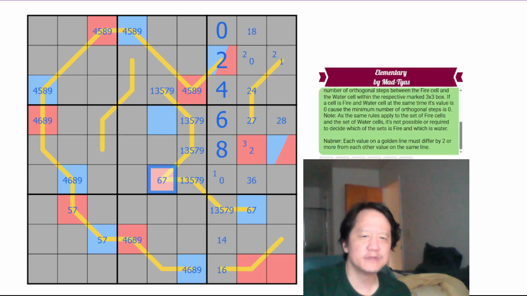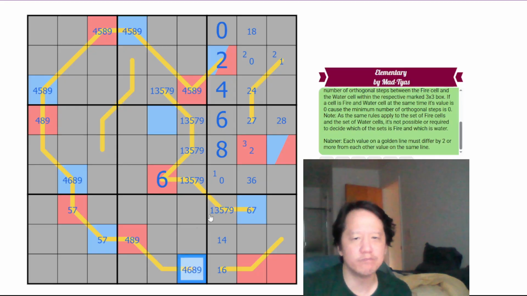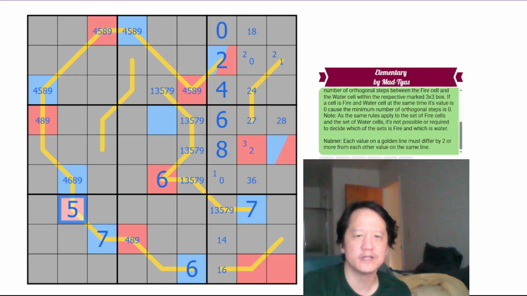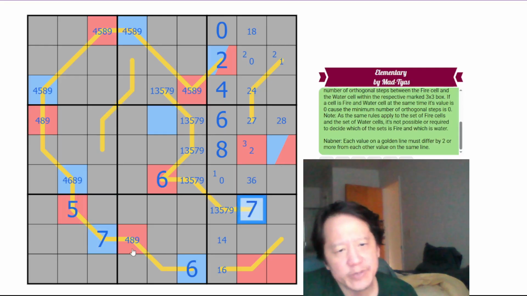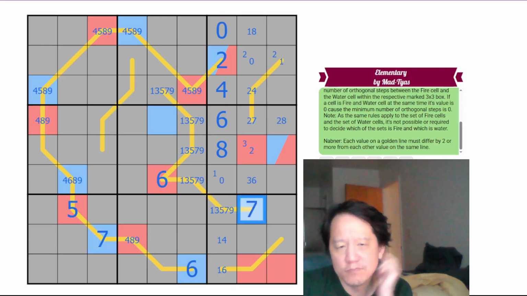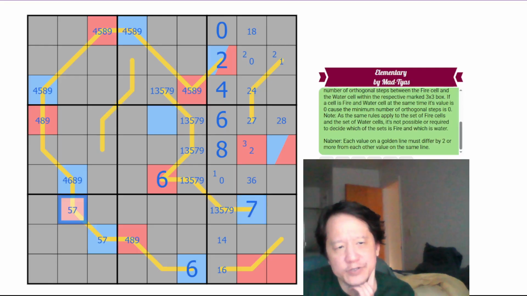So what happens if this is 6 here? No 6s here, here for the reds. It would have to be in the blue here. So therefore, this would be 7. That would force this to be 5. That would force that to be 7. And that's a contradiction because the blues then have multiple 7s in them. Oh, that's actually very interesting.